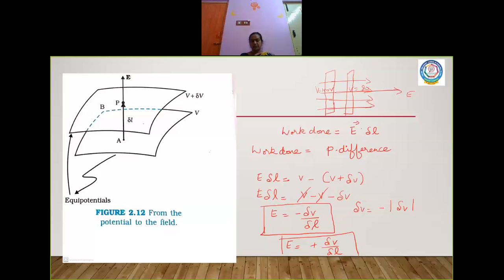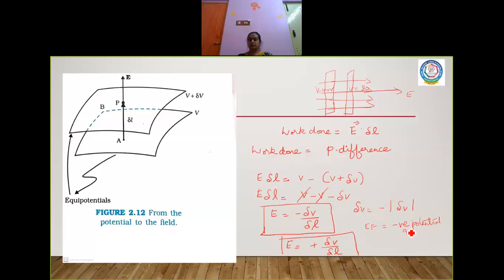The second point is, what is the magnitude of the electric field? Its magnitude is given by, now look at the formula. What is dou V? Dou V is nothing but the change in potential per unit displacement. The change in potential per unit displacement is nothing but the electric field. Now this is also said to be the negative potential gradient. So electric field is equal to the negative potential gradient.